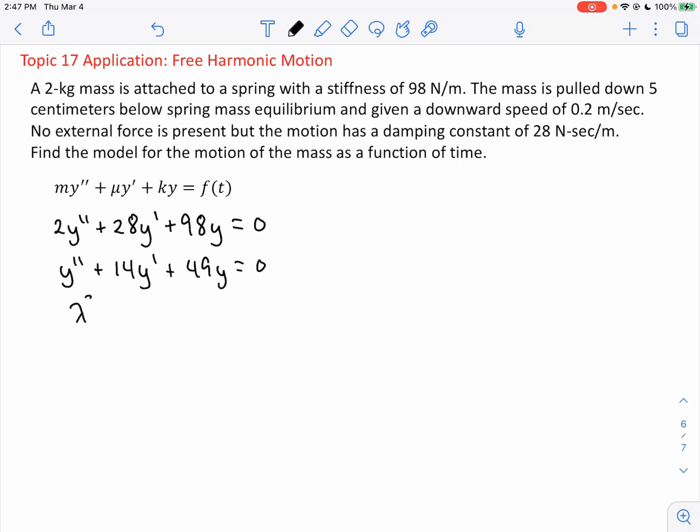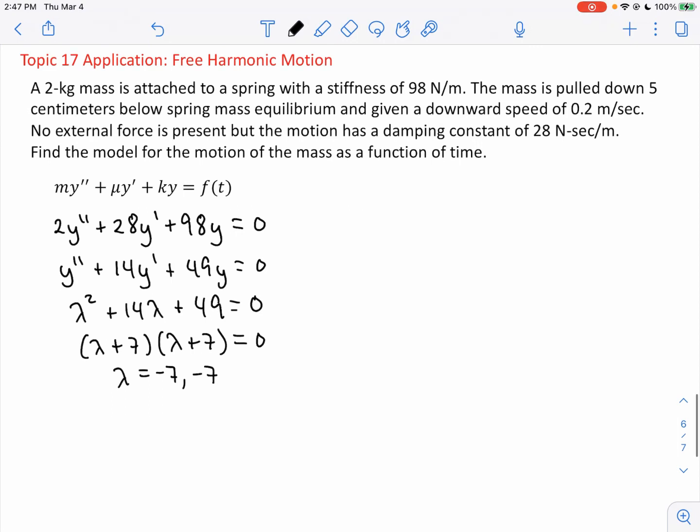Now I'm going to convert to a characteristic polynomial. Lambda squared plus 14 lambda plus 49 is equal to 0. And this one actually factors into two equal factors. It's a perfect square. So we get lambda equals -7, and we get it twice. And when that happens, our general solution, our y of t is going to be some constant, c1, times e to the lambda t, so -7t, and then plus c2 times t e to the lambda t. So we get that extra t in there.